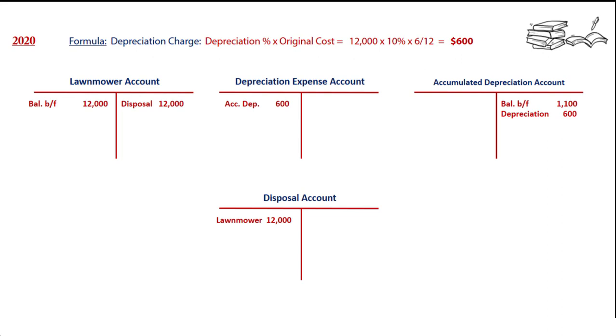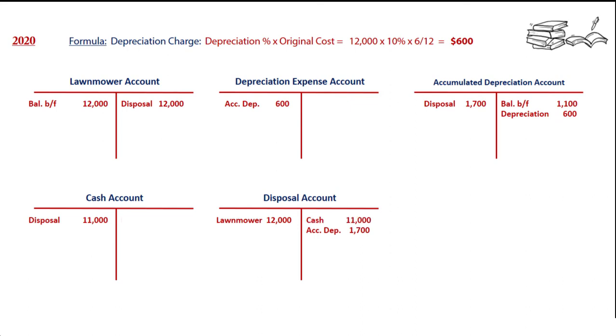The second step is to take the total accumulated depreciation off. So we come to the accumulated depreciation. The balance will be what? $1,700. So we debit the accumulated depreciation for $1,700, taking it off totally. Then come to the disposal account and credit it in the name of accumulated depreciation for what? $1,700. Now the asset was sold for $11,000 receiving cash. So we have to come to the cash account, debit it in the name of disposal for $11,000. Then credit the disposal account for $11,000.